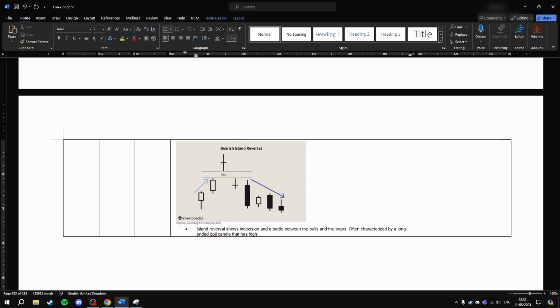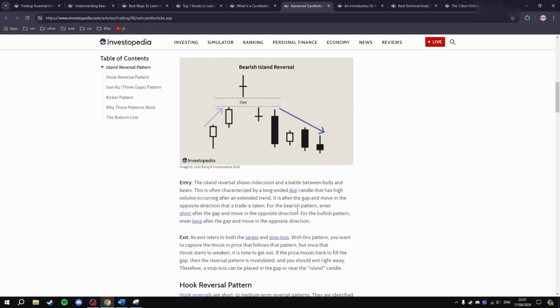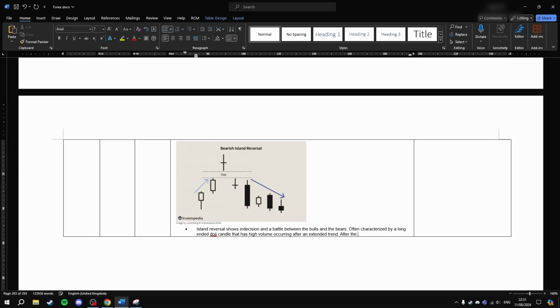That has high volume occurring after an extended trend. It is after the gap and move in the opposite direction that a trade is taken. So after the gap and move in the opposite direction, take the trade.